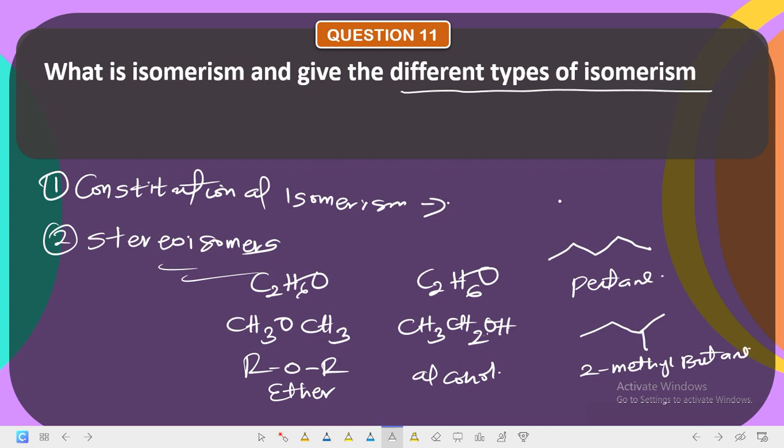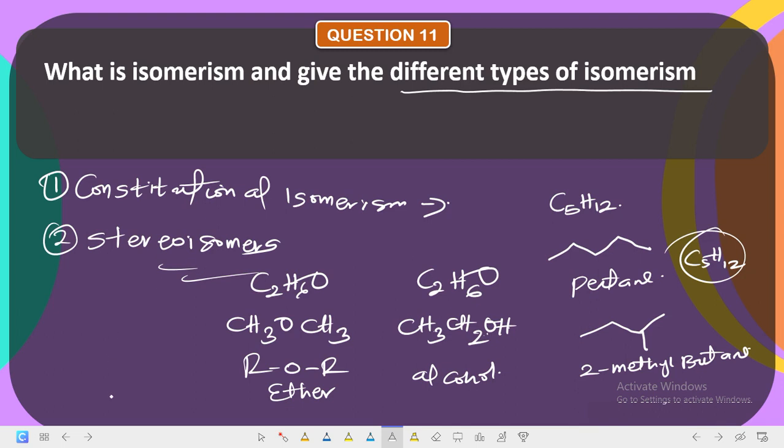If you want to count the number, this is pentane. Normal pentane is C5H12. Also, this one is C5H12. What is the difference between the two? The arrangement of the atoms. So different arrangement of atoms gives rise to what? Constitutional isomers. Different arrangement of atoms gives rise to constitutional isomers.